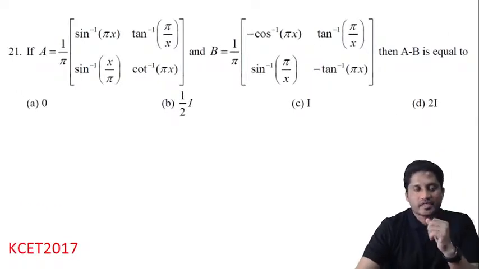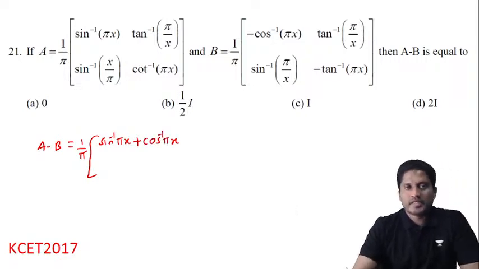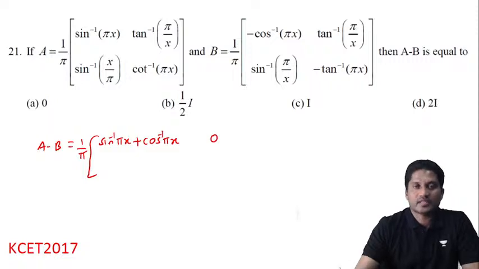Okay, this is repeated, guys. We have done this in the 15 or 16 paper. NCERT exemplar question. A minus B is equal to 1 by pi. If you subtract sine inverse of pi x, minus and minus is plus, this is cos inverse of pi x. Tan inverse of x by pi subtracted is the same, 0.